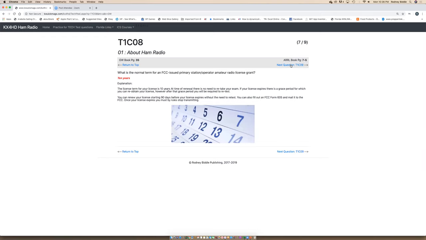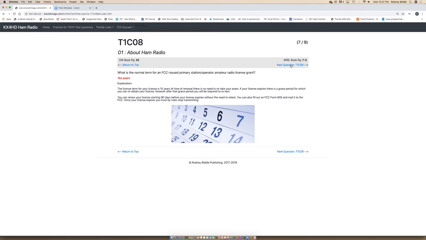The license term for your license is 10 years. At time of renewal, there's no need to retake your exam. If your license expires, there's a grace period for which you can obtain your license. However, after that grace period, you will be required to retest. You can renew your license starting 90 days before your license expires without the need to retest. You can also fill out an FCC Form 605 and mail it to the FCC.